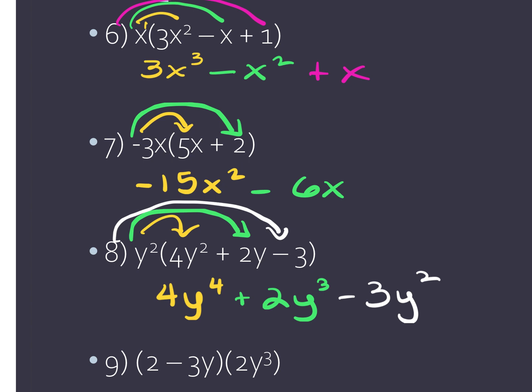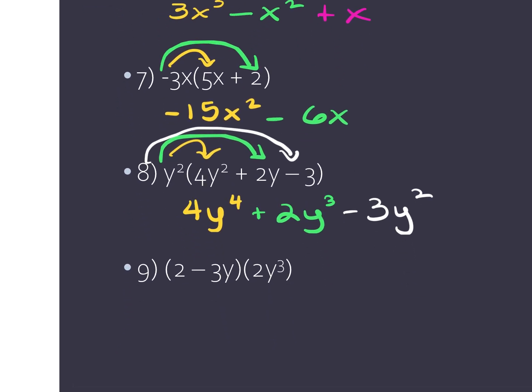Now the next one shows the binomial in the front, but the monomial in the back, but we can still do the same thing. If you'd prefer to put the 2y to the 3rd in the front, you can, because remember, multiplication is commutative. It doesn't matter the order we multiply. But I'm just going to distribute the way it is.